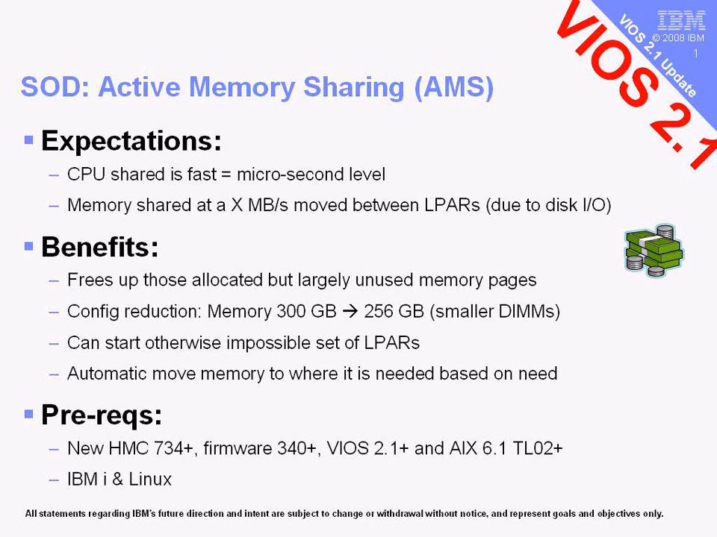Now there are some prerequisites for this when it becomes available. All the latest HMC firmware, VIOS server and AIX 6. This won't be available with AIX 5. And of course there may be newer versions by the time active memory sharing becomes available, so it will be those versions that will be required.